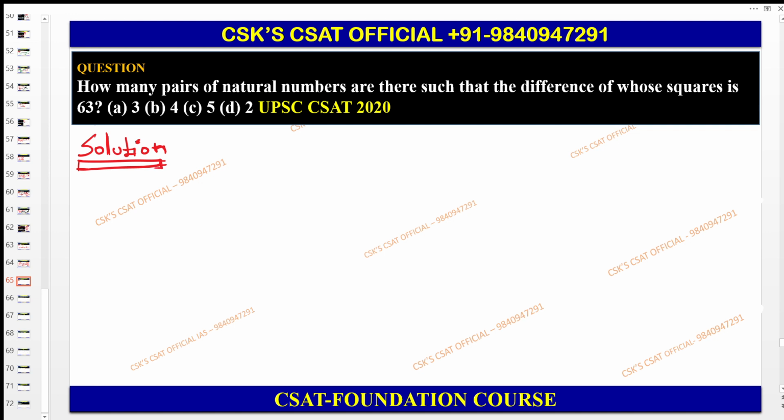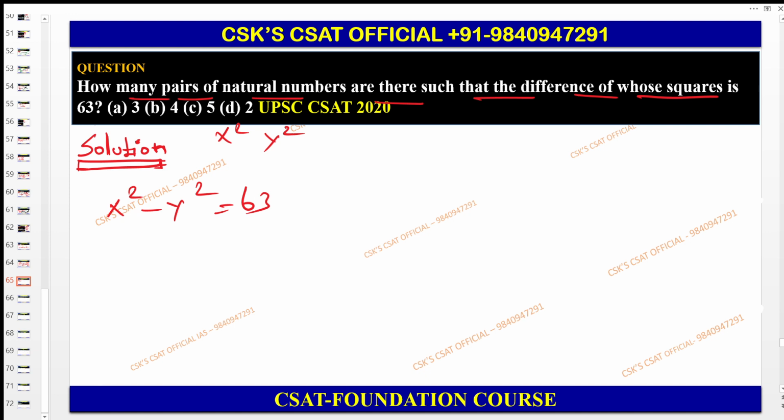Now listen, very simple question here. How many pairs of natural numbers are there such that the difference of whose squares is 63? Which means they are asking squares, means x square, and then two numbers. x square is one number, second number is y square. Their difference has to be 63. How to find out this kind of problem?